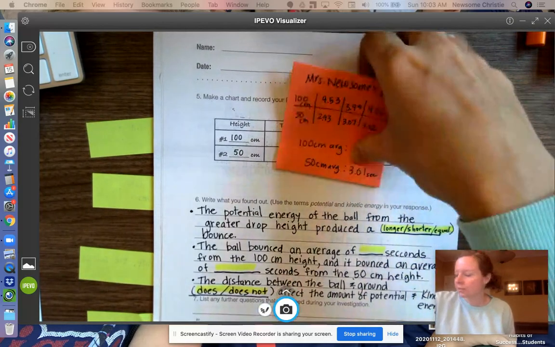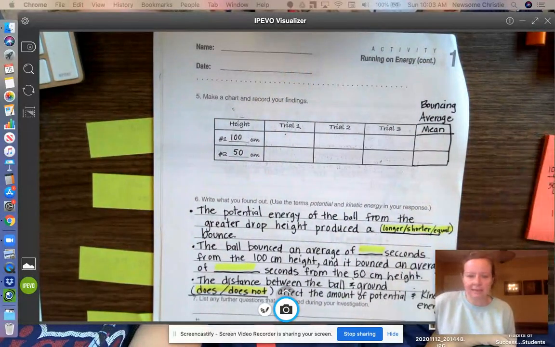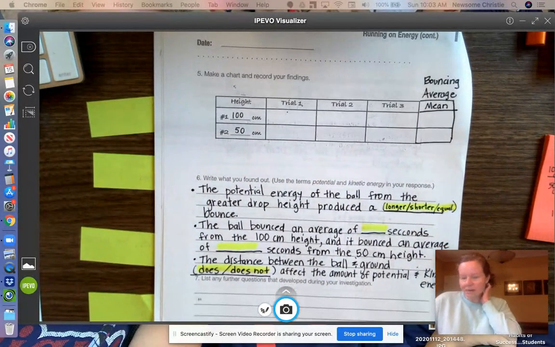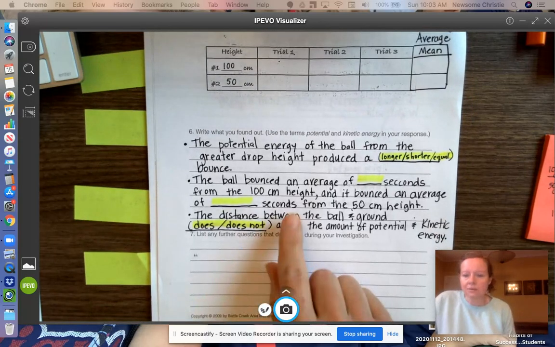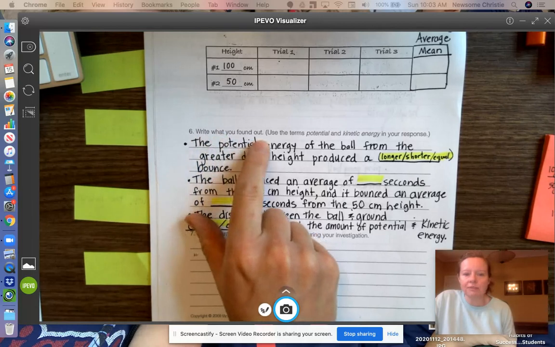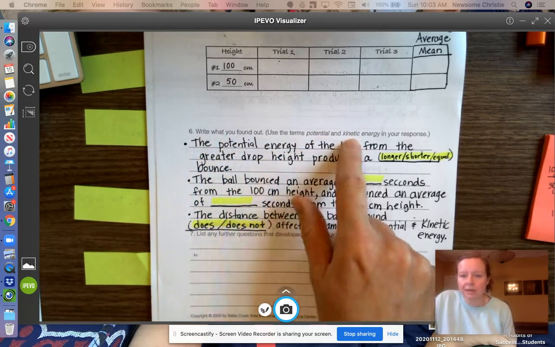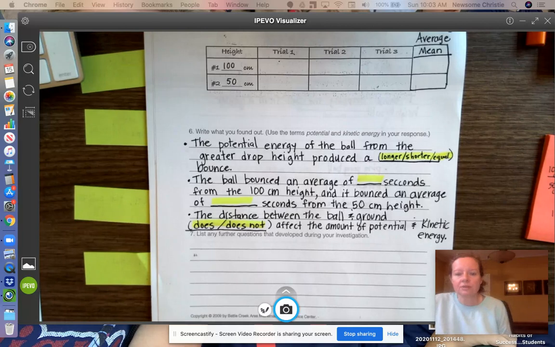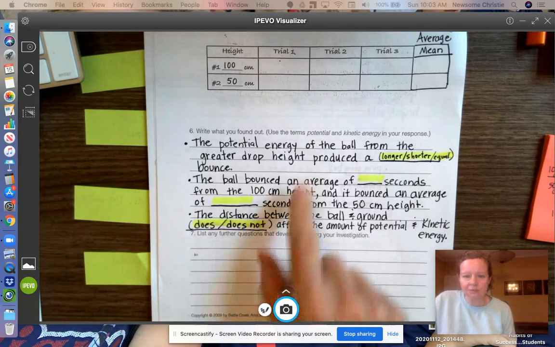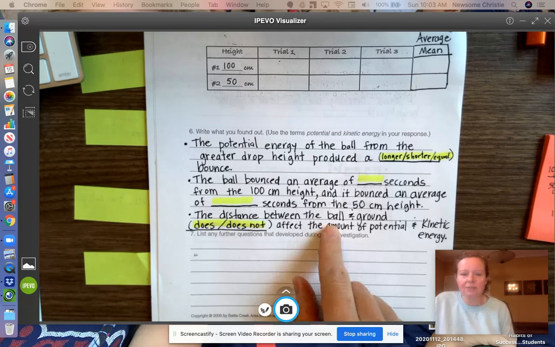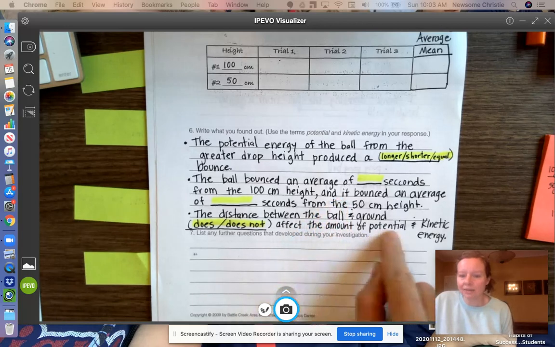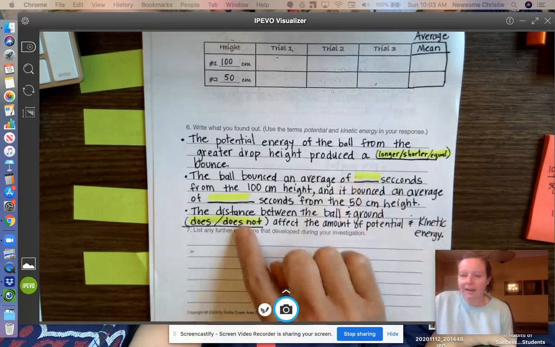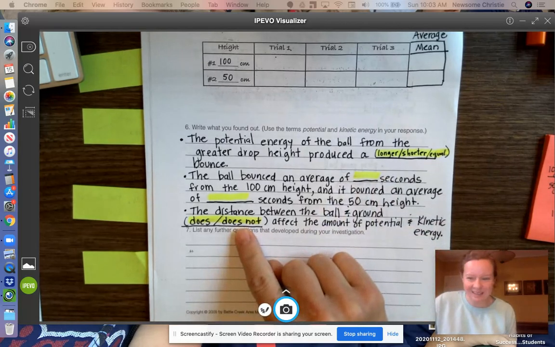Okay, so you've got your data, I've got my data. Let's take a look at what these questions are. And I've given you some sentence stems here to try to help you. And so number 6 says, write what you found out. Use the terms potential and kinetic energy in your response. So this is almost like I've turned this into a little bit of a fill in the blank on this question. It really wants you to tell what you found, give some data, and then use these words potential and kinetic. So the parts where I've highlighted is where you would fill in the blank with your data or your conclusion.